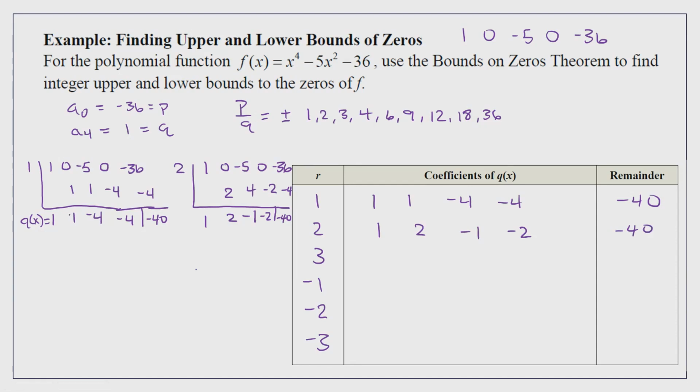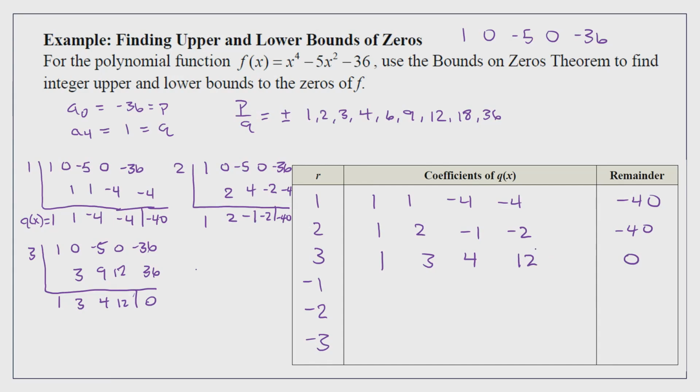All right, let's try 3. 1, 0, -5, 0, -36. So bring down the 1, multiply, add, multiply, add, and multiply, add, multiply, add. Oh, I got 0. So I have 1, 3, 4, 12, and 0.